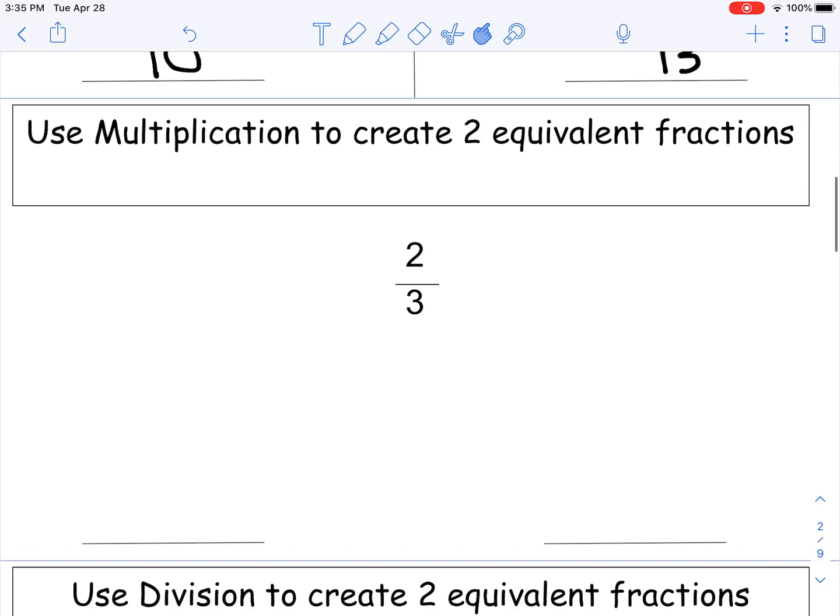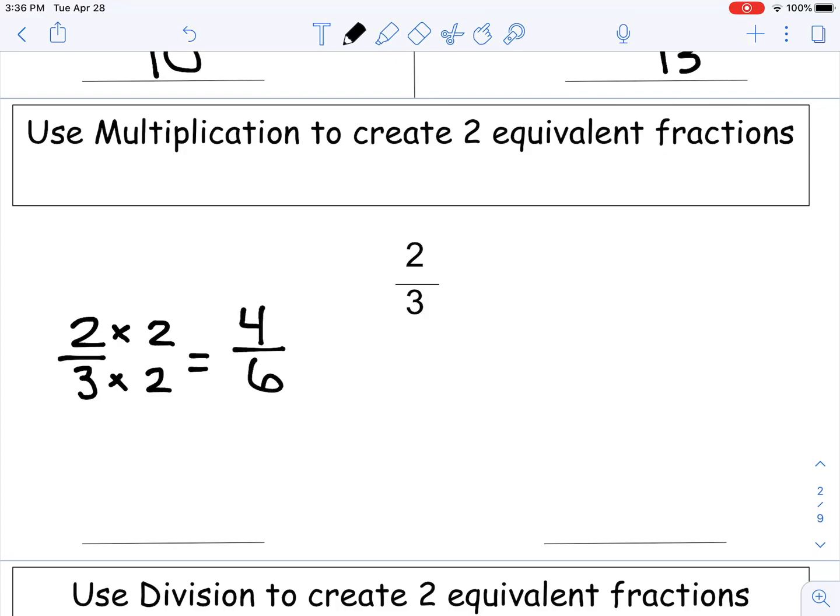Then we're going to do some multiplication to create equivalent fractions. Remember, when you are creating equivalent fractions, you can multiply the numerator and denominator by any number, but it has to be the same number. So for example, for 2/3, I'm going to start off with an easy one. I'm just going to multiply my top and bottom both by 2. I know 2 times 2 is 4, and 3 times 2 is 6, so I know 4/6 is equivalent to 2/3. They represent the same amount using different numbers.